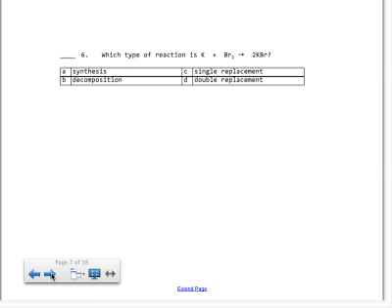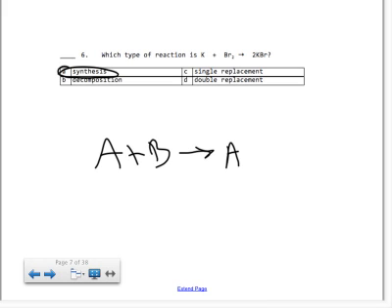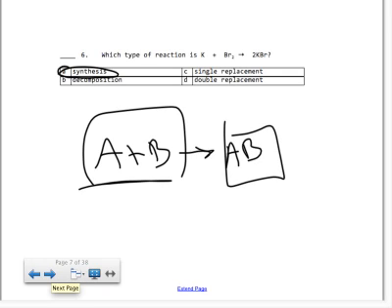Number 6, what type of reaction is K plus Br2 produces 2KBr? That is the same formula as A plus B produces AB. That's going to be a synthesis reaction when you have 2 or more reactants and only 1 product. That's always a synthesis reaction.